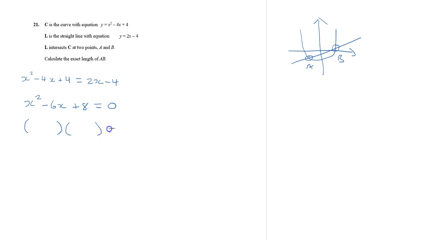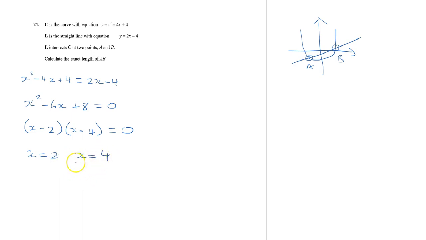Thinking about sum and product, so multiplies to give positive 8 but adds to give negative 6 means that both values must be negative, and then 4 and 2 would be the two that multiply to give 8 and add to give minus 6. That means the x coordinates are x is 2 or x is 4.